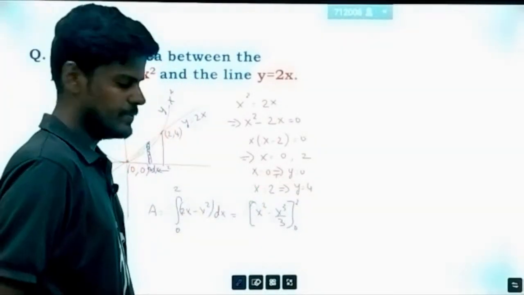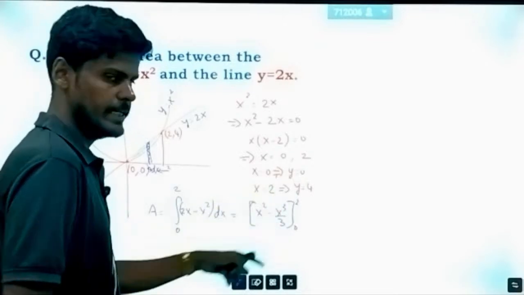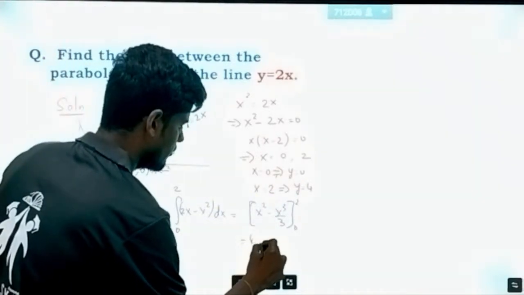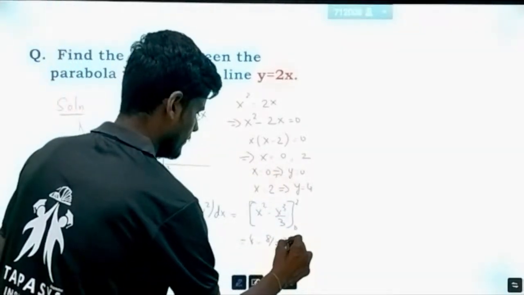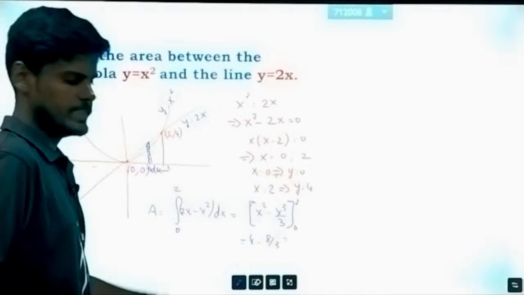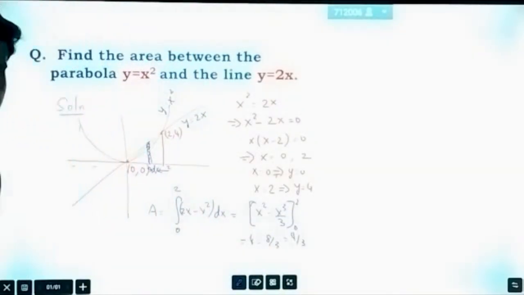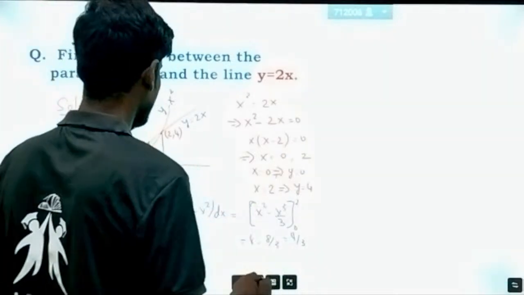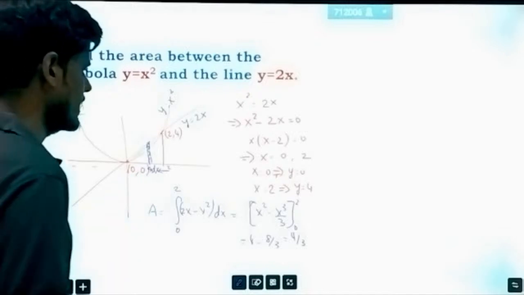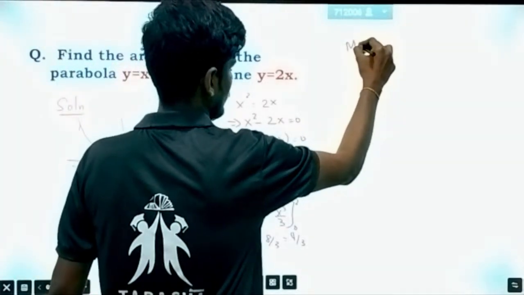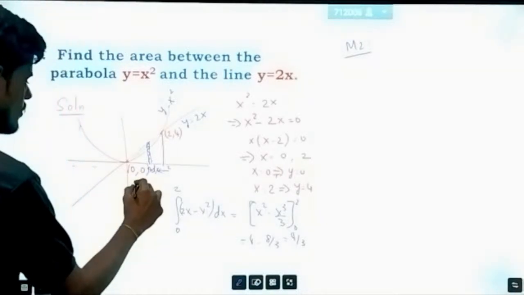Then when we substitute lower limit, it is 0. Upper limit will be 2 square, 4 minus 8 by 3. That is equal to 4 minus 8 by 3. This will be equal to 4 into 3, 12 minus 8, again 4 divided by 3. Answer is 4/3 square units. This is how we can solve this type of question. In the same question, we can also do it in an alternate way. Let's take this as method 2. This is method 1.